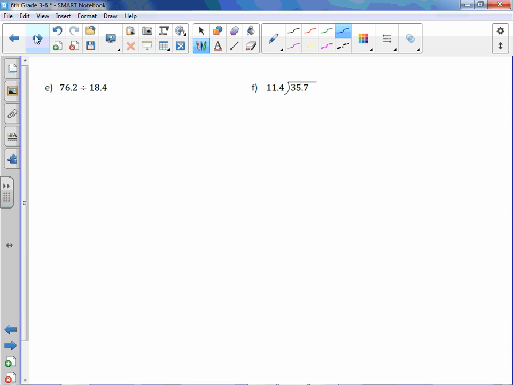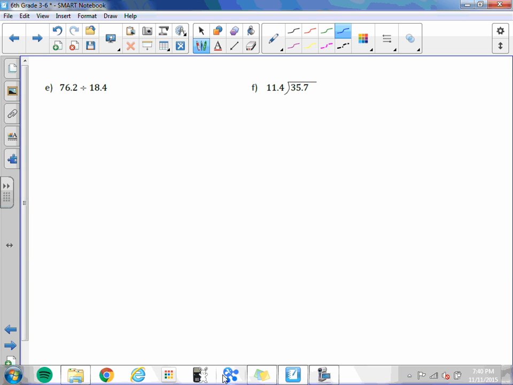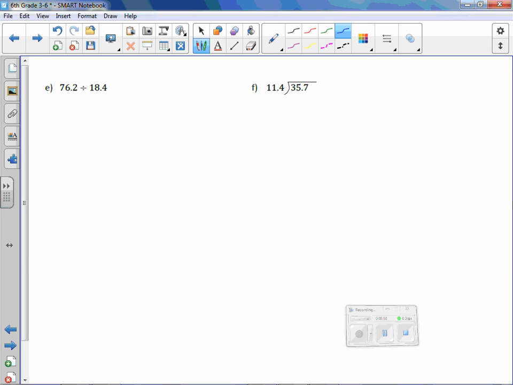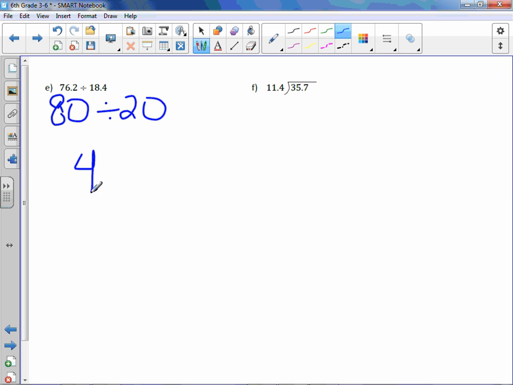Letter E, 76.2 divided by 18.4. 76.2 is close to 80, so let's try that. And 18.4, well, a factor of 80 would be 20, and 80 divided by 20 is 4.